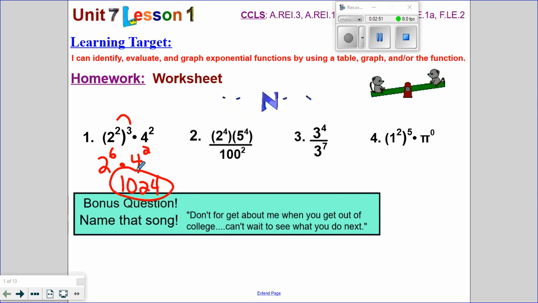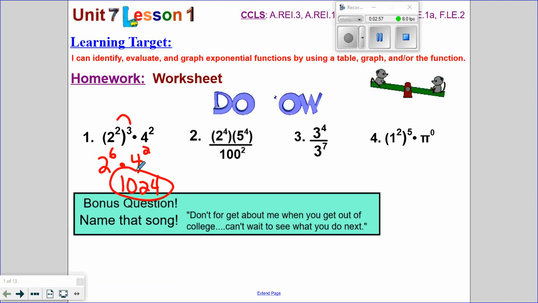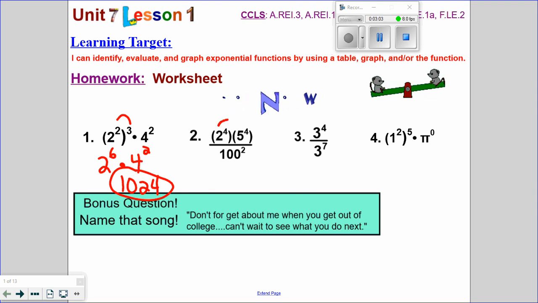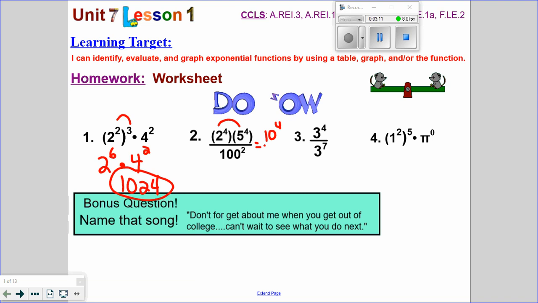All right. So 2 to the 4th times 5 to the 4th. Remember what I said in class when we did something like this? You keep whatever is the same, and the exponents are the same. So we're going to take the bases and do 5 times 2, and that is 10. And we're going to keep whatever is the same, so you have 10 to the 4th. Now the bottom is 100 to the 2nd, right?